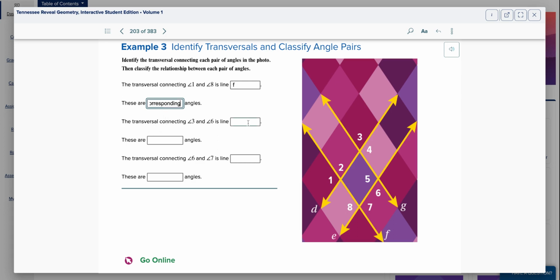All right, next one, transversal connecting 3 and 6. Here's 3. Here's 6. They are both on line G because 3 is at the corner of D and G, and 6 is at the corner of E and G. G is what I said both times. G is your transversal. These are the two lines that it crosses, D and E. And I noticed that 3 is outside the two angles, so 3 is exterior. 6 is also outside D and E, which makes it exterior. So 3 is on the right of G, 6 is on the left of G. That makes them alternate exterior.